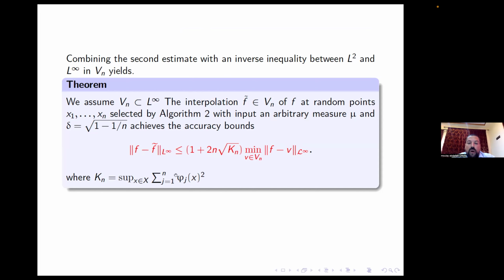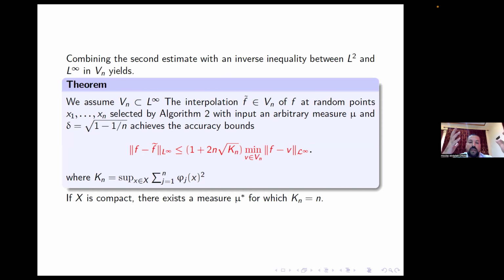What is kn? It is just the supremum of the squared sum of the orthonormal basis. And since in interpolation, it doesn't matter how the points are selected, we can use any measure to produce this sample. If we are working with polynomials, we can use the uniform measure. We get here square root of n squared, which gives us n squared. Or we can use the tensor product Chebyshev measure. So we get square root of n to the power log of 3 over log of 2.